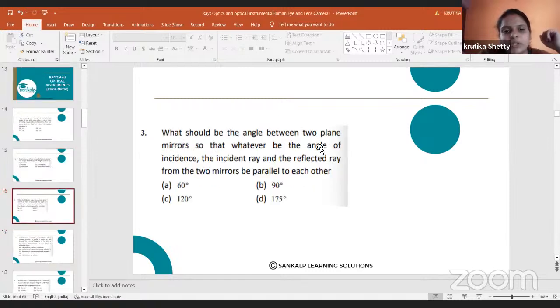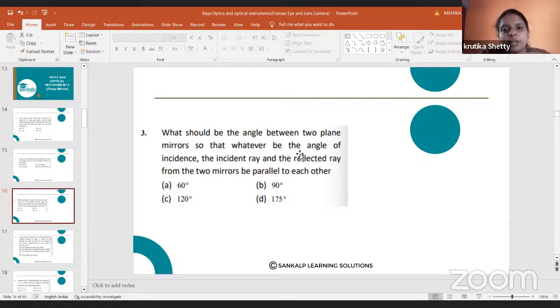Then the next question: what should be the angle between two plane mirrors so that whatever be the angle of incidence, the incident ray and the reflected ray form the two mirrors be parallel to each other. So here the two mirrors should be parallel to each other, whatever may be the angle. So what should be the angle between the two plane mirrors?